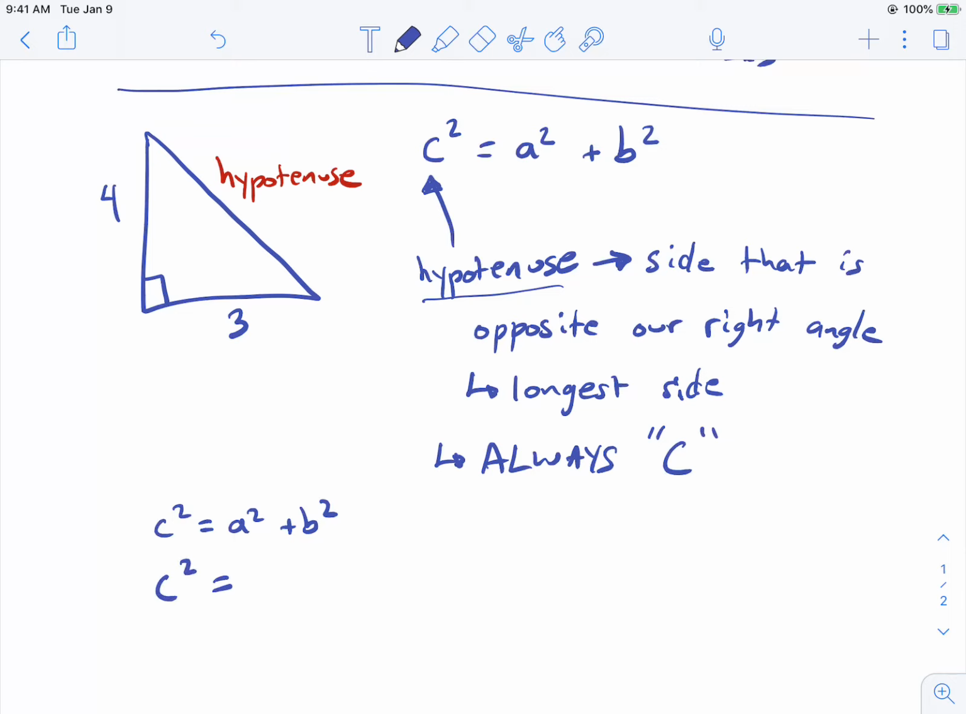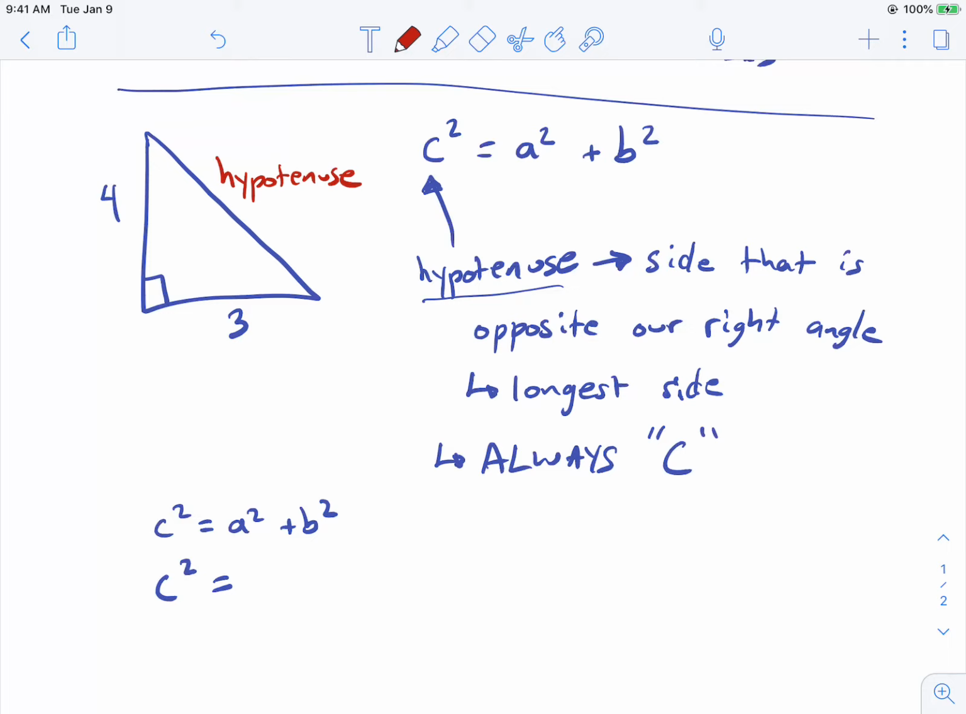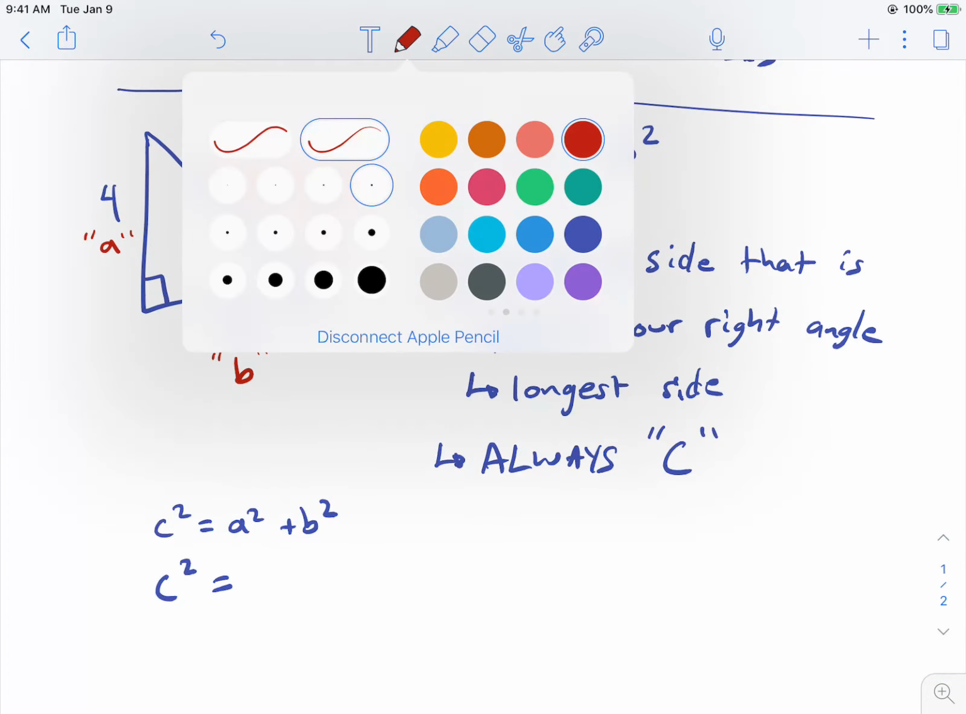But the next parts are great. A squared and b squared. Those can be any of these sides that you'd like. So you can choose to make 4 the letter A, or you can choose to make 3 the letter A. It doesn't matter. As long as our other sides are A and B. You could have switched up that A and B however you'd like. The important part to remember is the hypotenuse has to be C. We don't have a choice. Okay, so we got that covered.